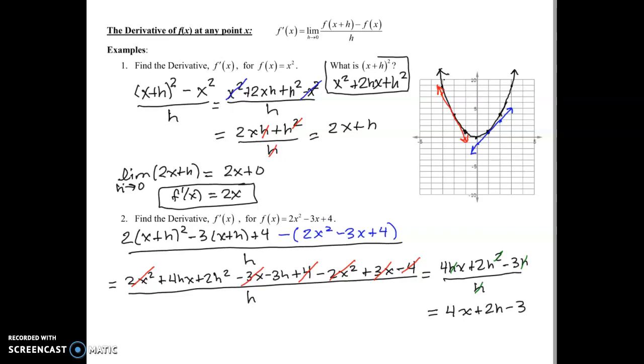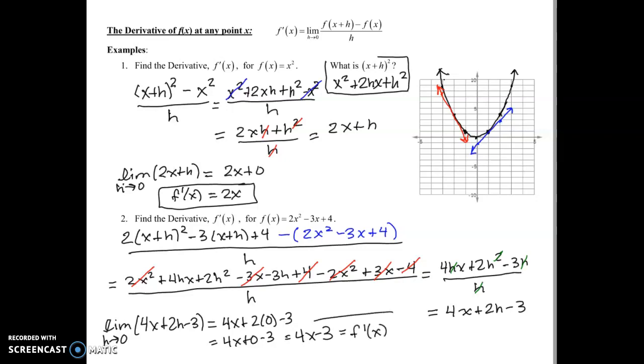So the new part of this then is finding the limit as h goes to 0 of our expression 4x plus 2h minus 3. So limits by substitution, you put the value in for the variable, so 4x plus 2 times 0 minus 3. So this becomes 0, so 4x plus 0 minus 3 gives us 4x minus 3. And that is our derivative and our answer.